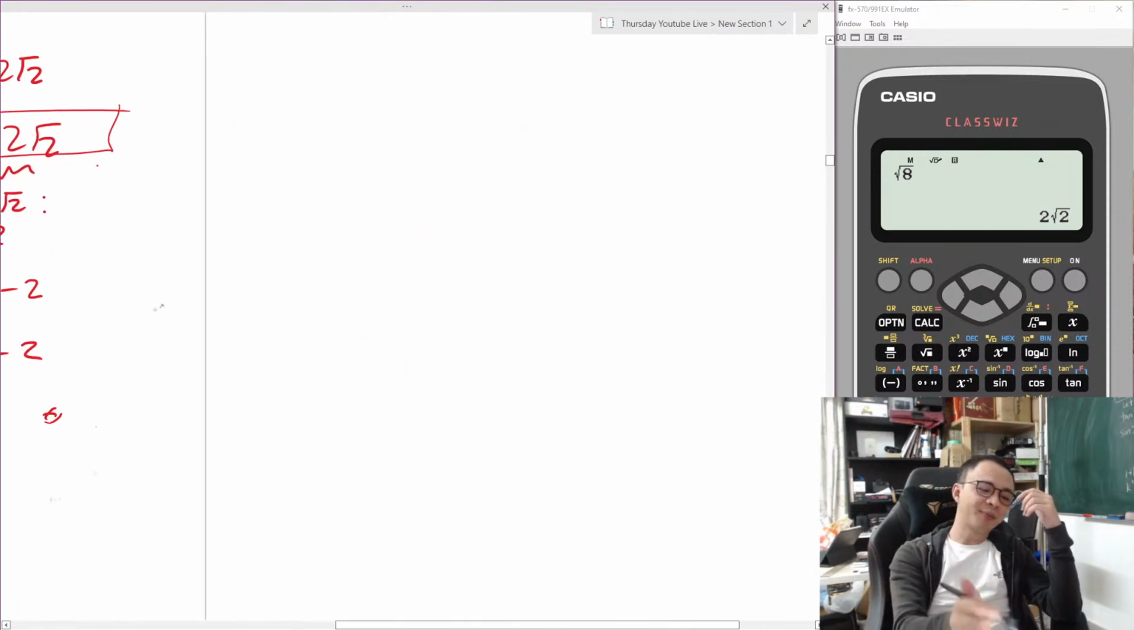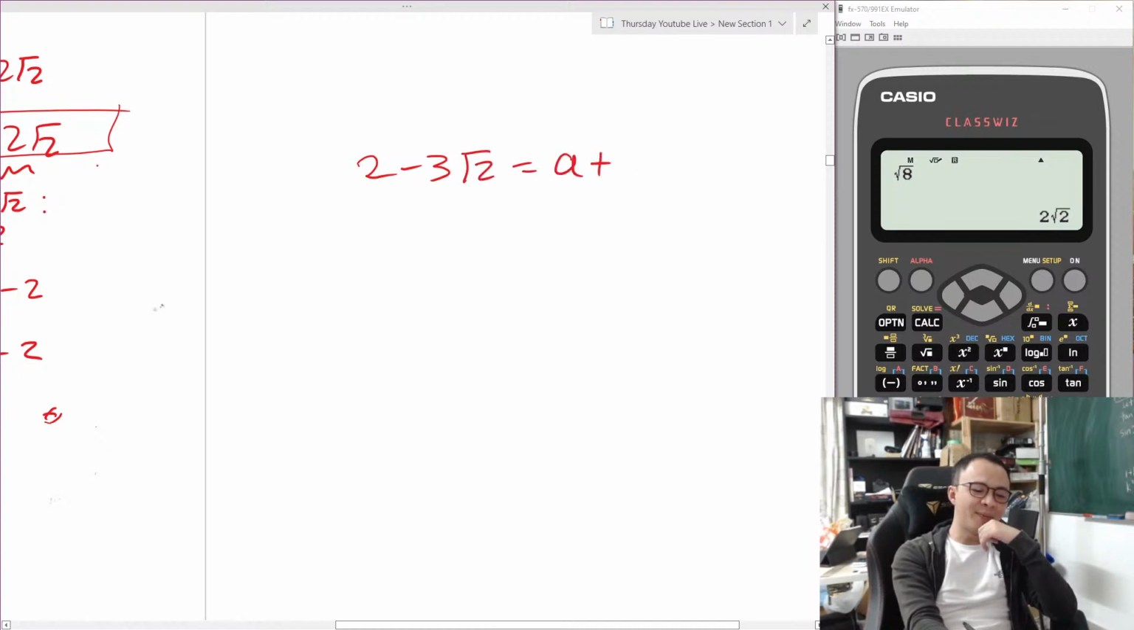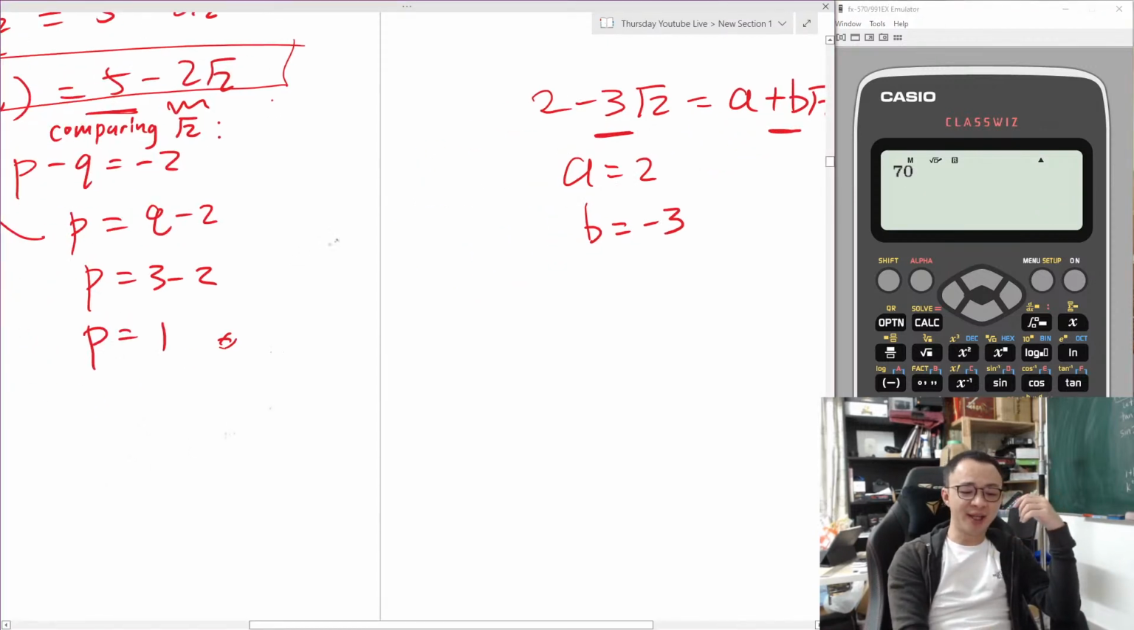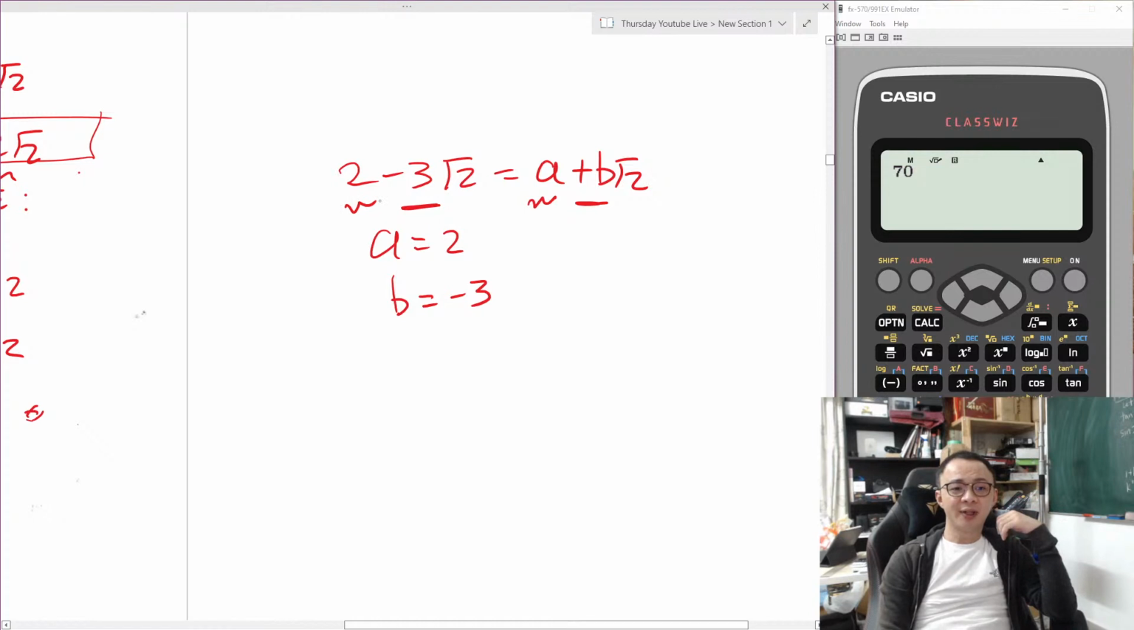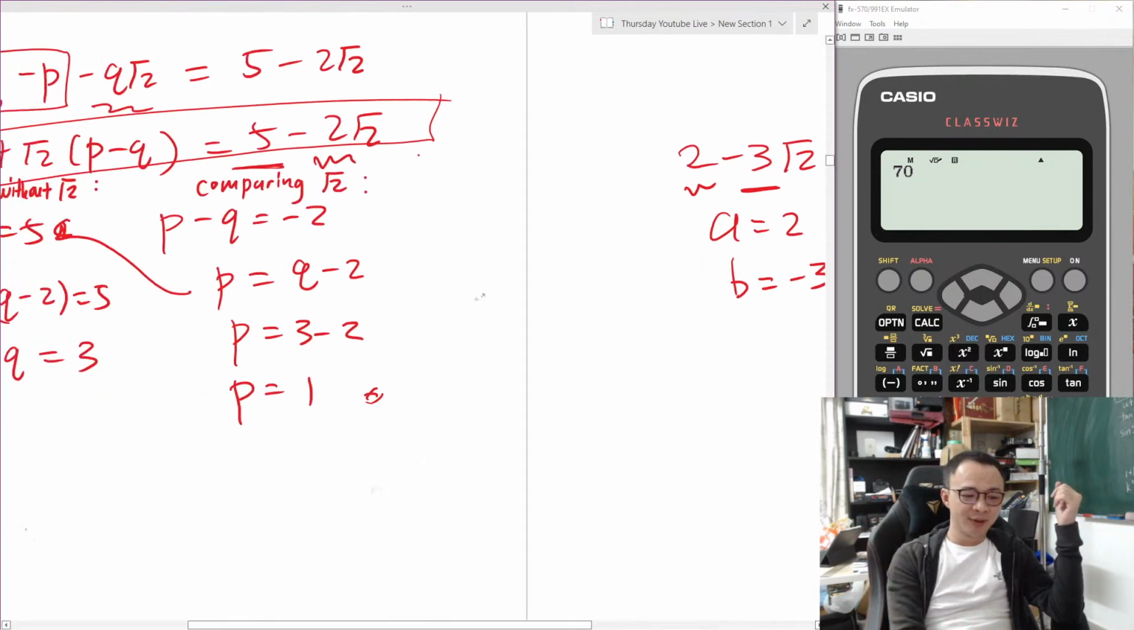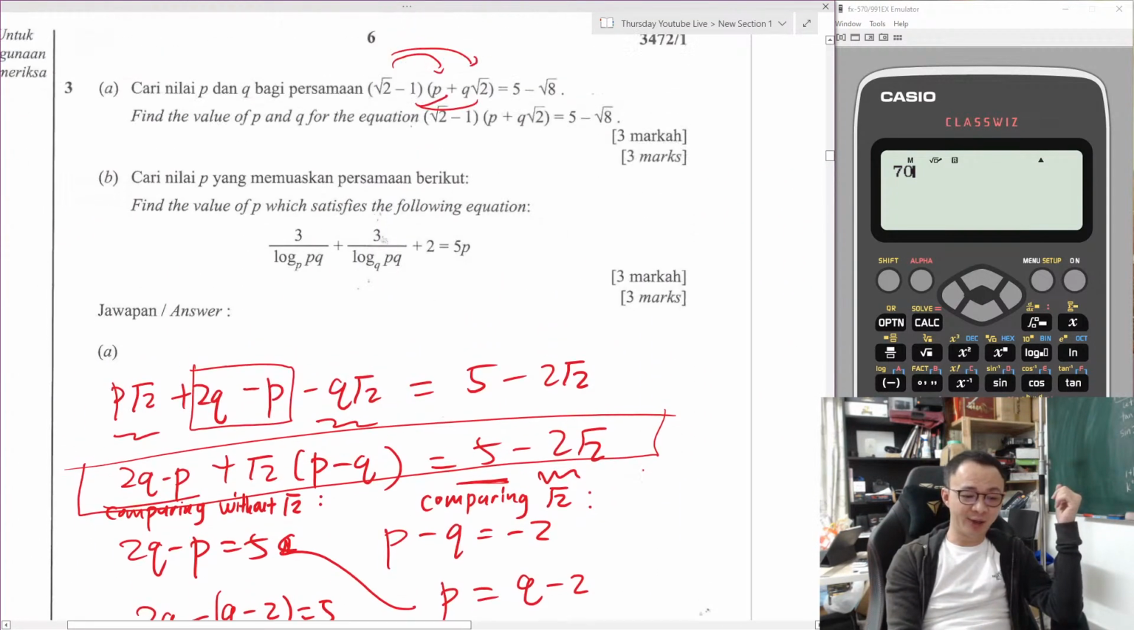So next time, you see something like this, 2 minus 3 square root 2 is equals to a plus b sub 2, you can very fast say a equals to 2, b equals to negative 3. Because the number beside the sub 2 must be the same, and the constant number must be the same. By understanding this one, you can do the third question really fast and easier. I hope I do help you understand.